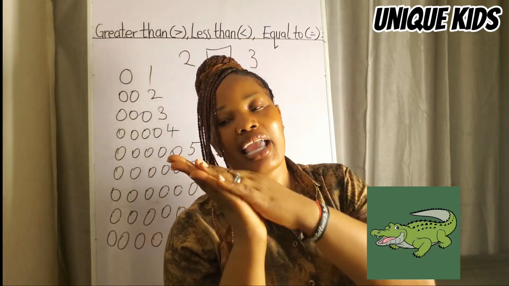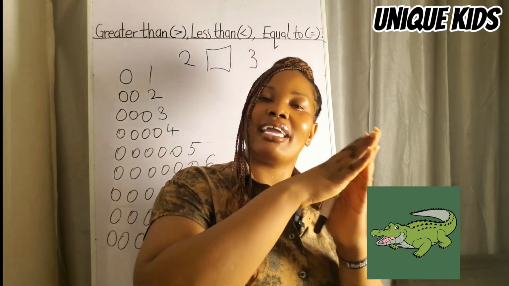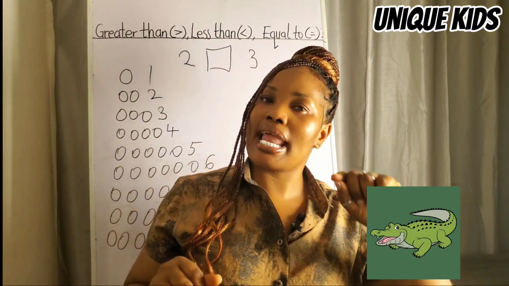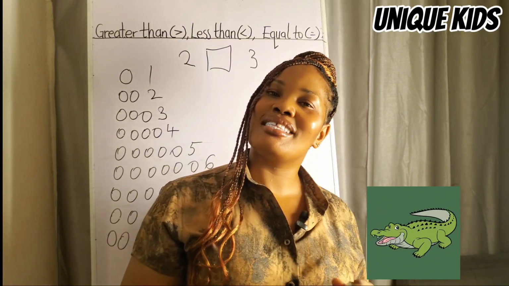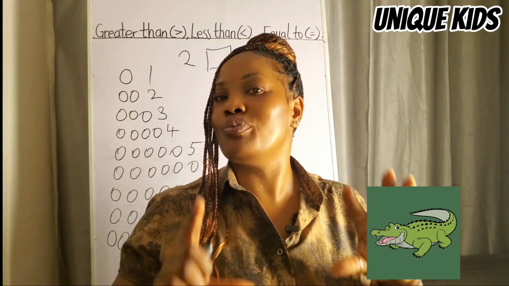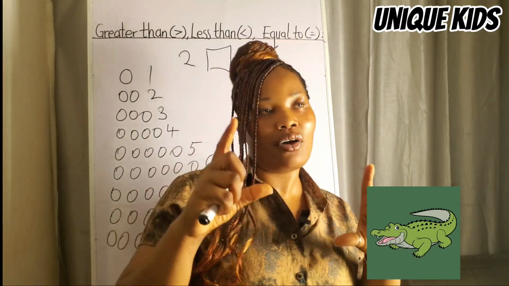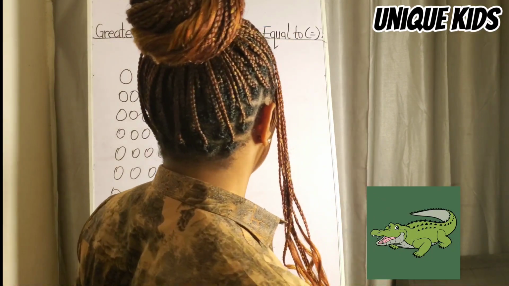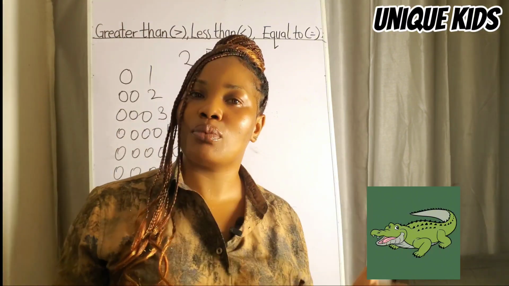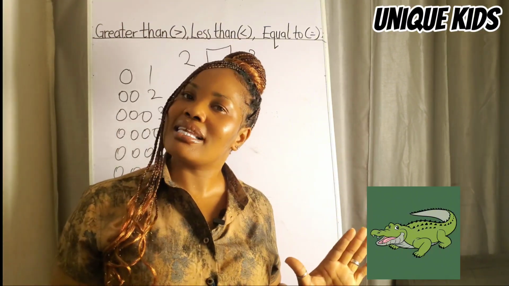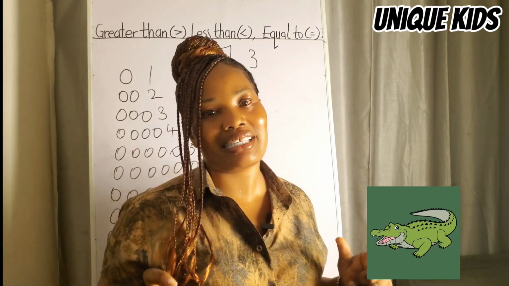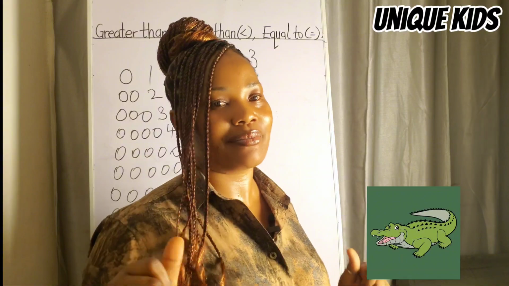If the bigger number is here, alligator swallows it. If it's over here, alligator swallows it. So alligator swallows the bigger number. And the tail points at the smaller number. So that is what we'll be using today, the gator. All right, so now that you know from 1 to 9 the bigger number and the smaller number, let's do some activities on greater than, less than, and equal to.